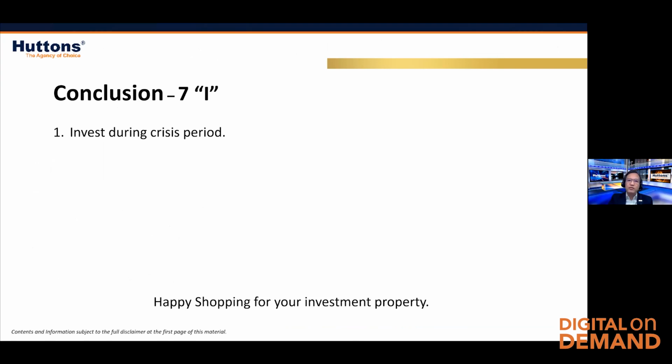I think Warren Buffett has said this: be greedy when people are fearful, and be fearful when people are greedy. So you invest during this crisis period. It's the best opportunity. If you don't invest now, when will you invest?